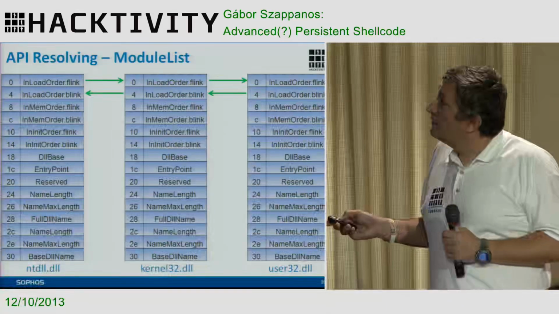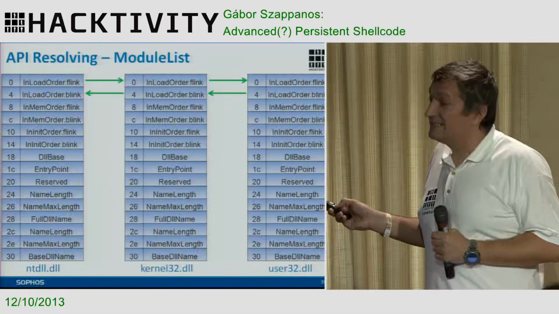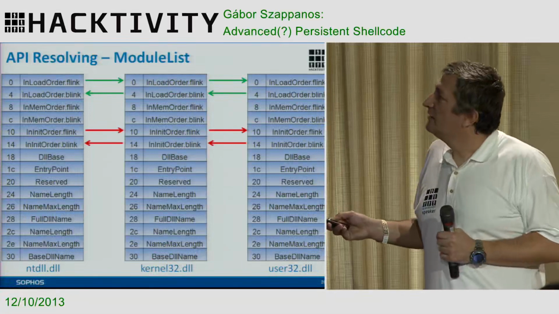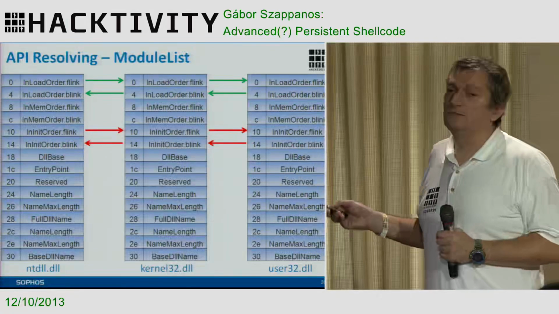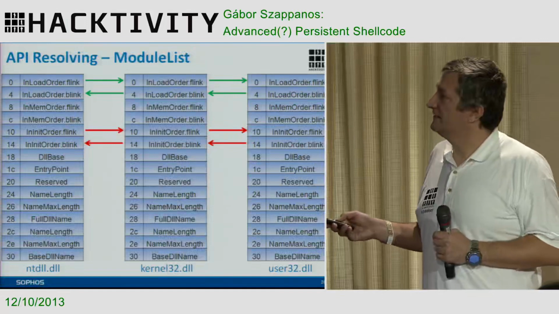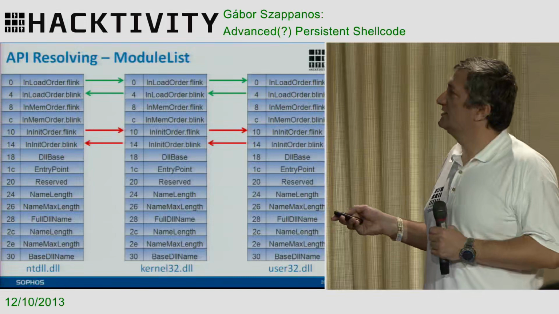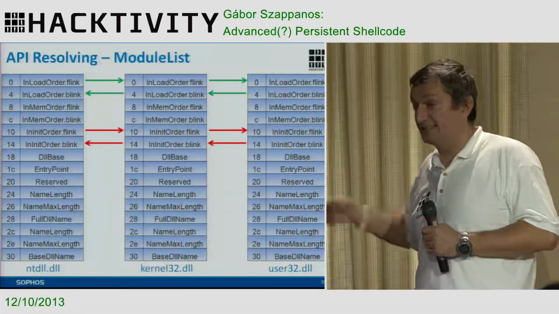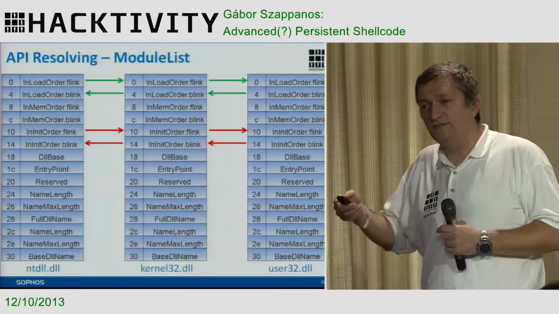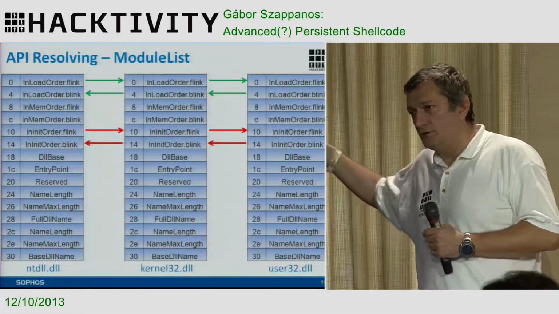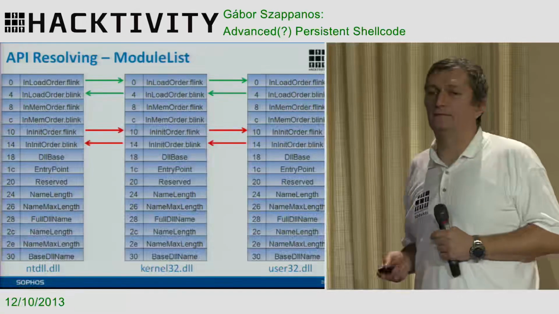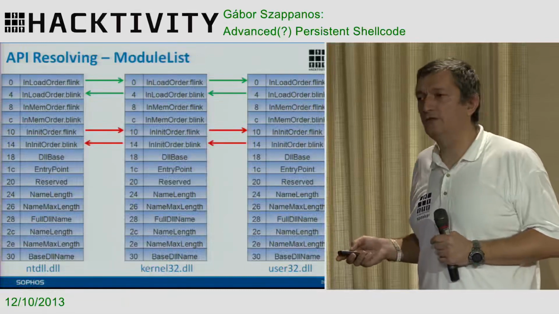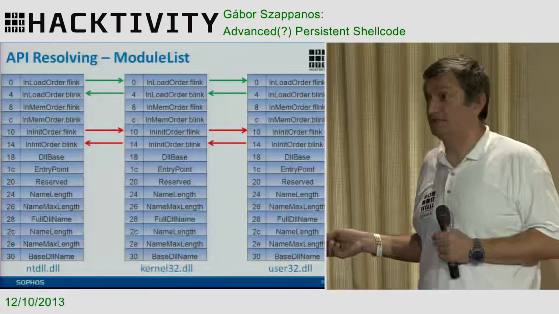The F-links, forward links, are pointing to the forward link element of the structure. If you are going through the load order list, it will point to the forward link of the load order list. If you are going through the init order link, it will point to the init order forward link of the next structure. It is easy. It makes it very easy to walk through the chain. You just read the content and skip to the next one. It is extremely difficult, however, if you want to use the further elements of this structure.